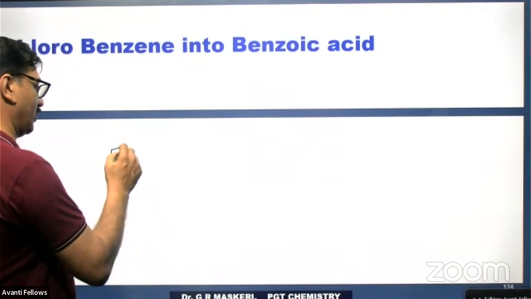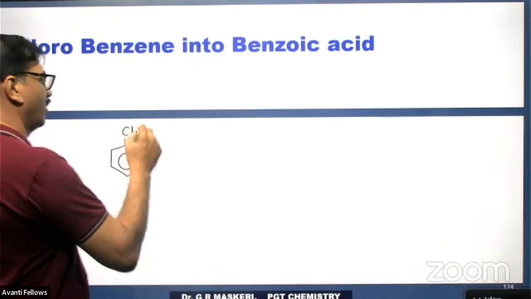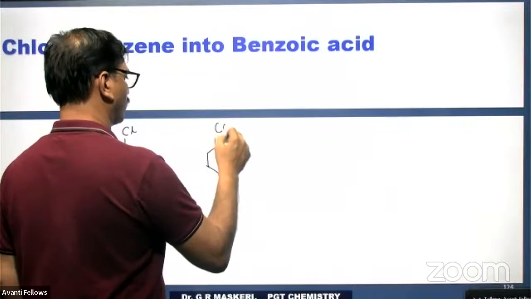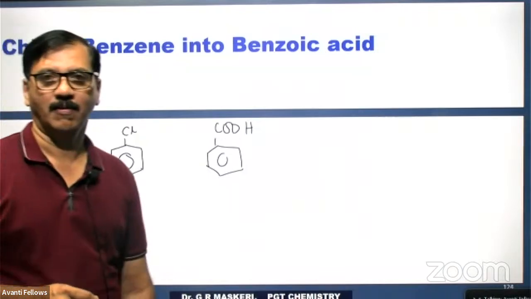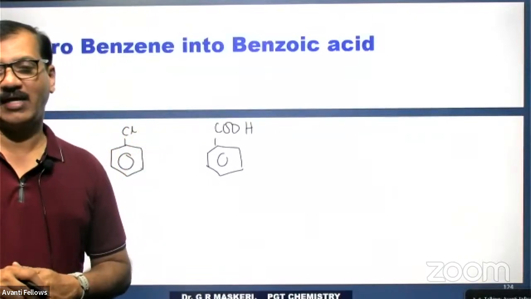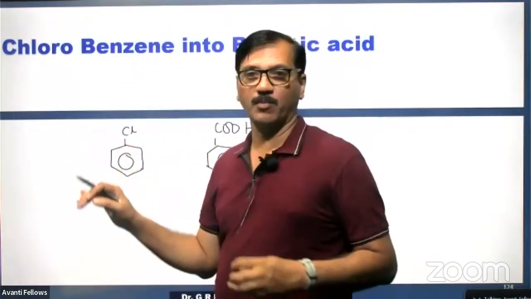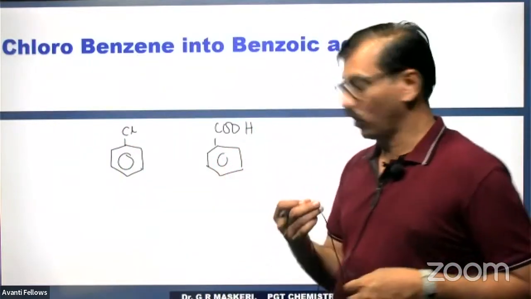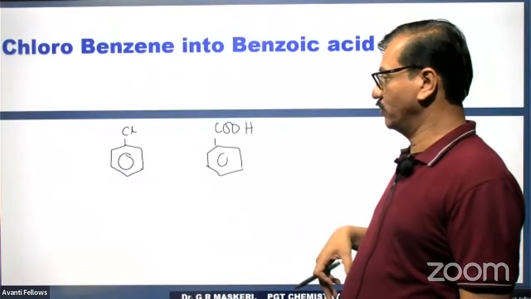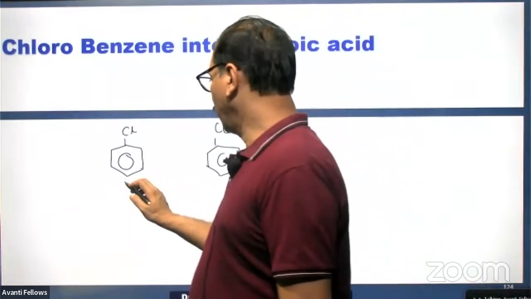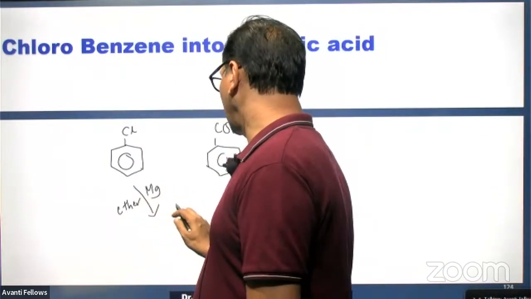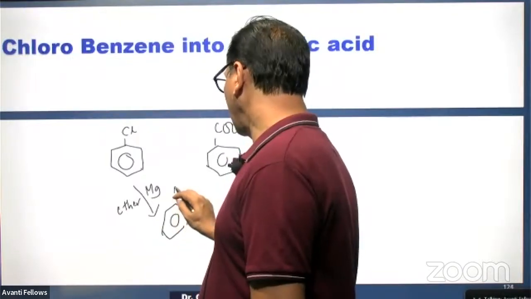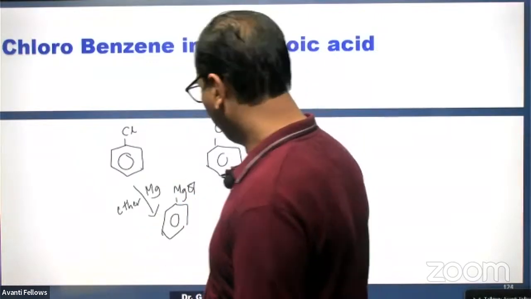Chlorobenzene to benzoic acid. This is a typical conversion, because the carbon chlorine bond has double bond character and you cannot remove it so easily. So we have to remove this carbon chlorine bond and create a carbon carbon bond. The clue is, if this is reacted with magnesium in ether, we get phenyl magnesium chloride.